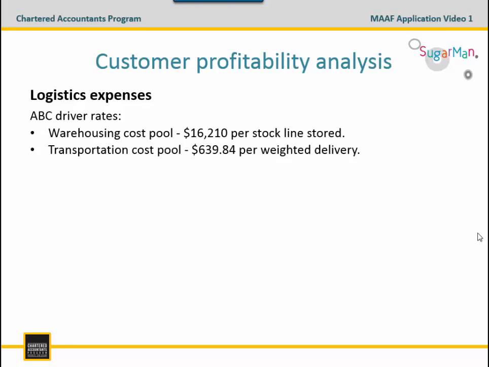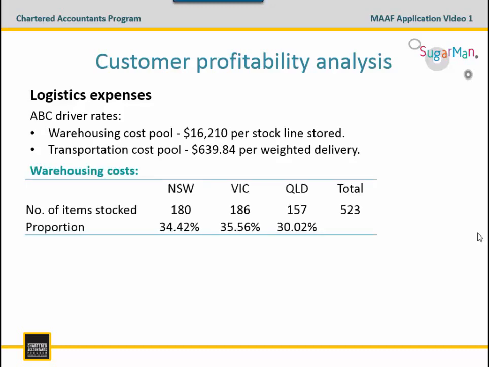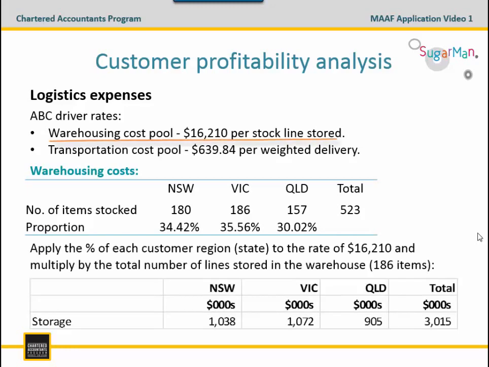Starting with warehousing activity, as we already know, not all states stock all products. Therefore, we couldn't just apply an equal weighting to each of the three states. Instead, we need to allocate the warehousing cost based on the number of product lines each region has stored in the warehouse. Therefore, the weighting would be as shown.